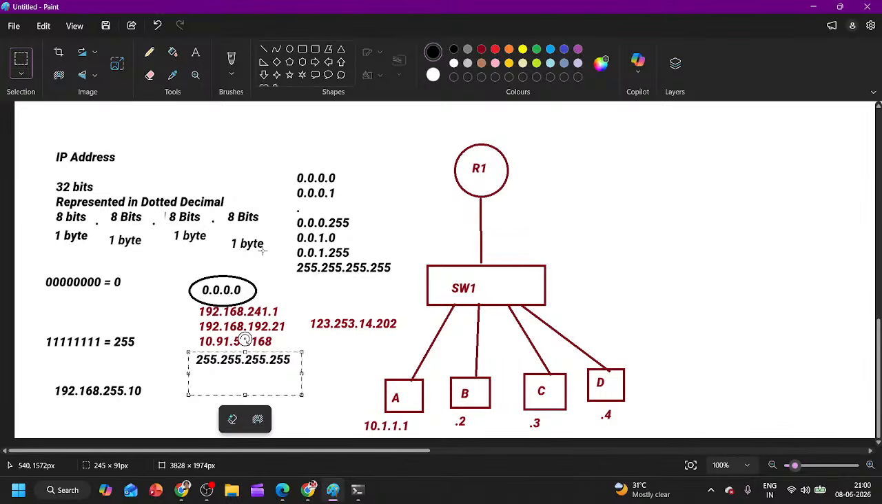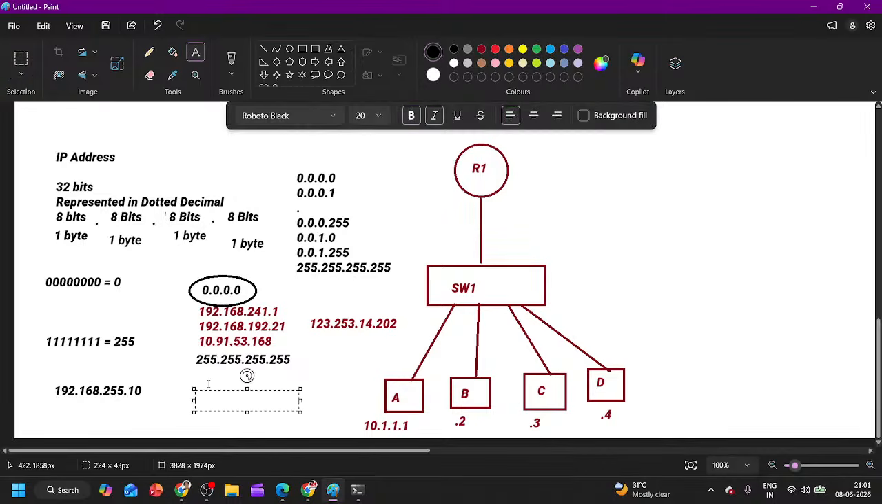All the IP addresses, whatever you are going to learn, private, public, subnet, all will come under this range only. Any IP address out of this range, like 1.1.1.256, is an invalid IP. This is an invalid IP address. Does anyone have a question here?